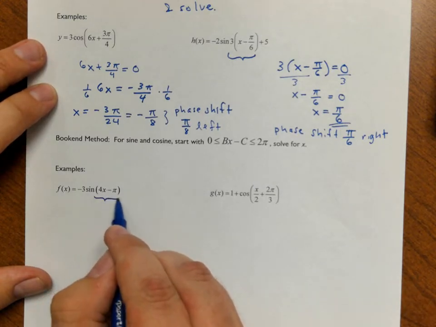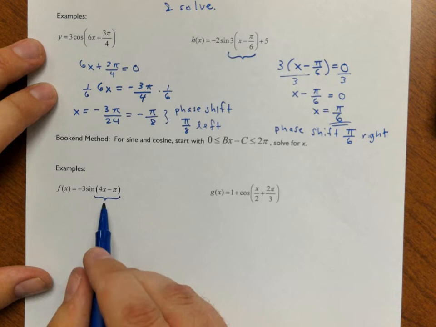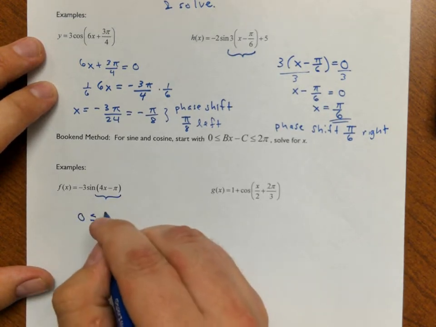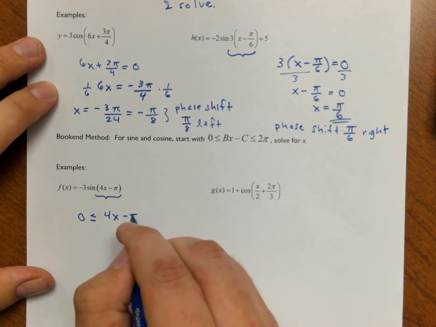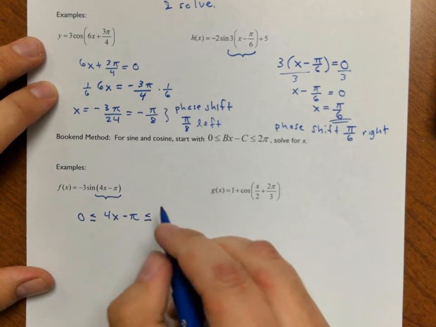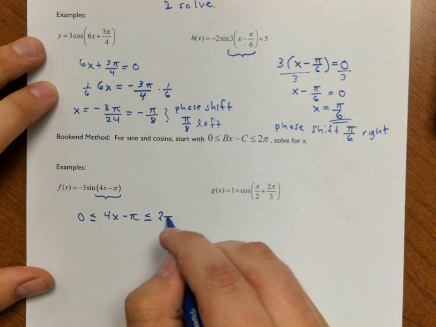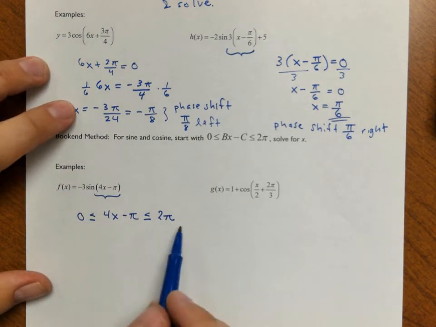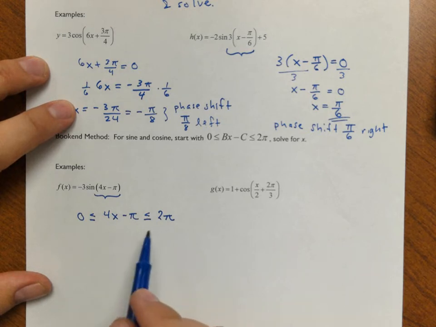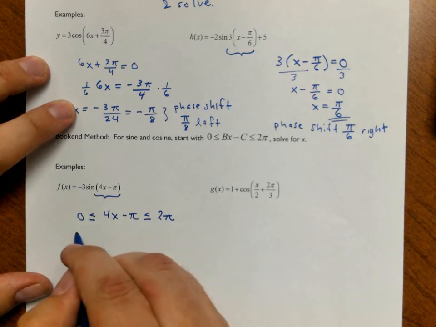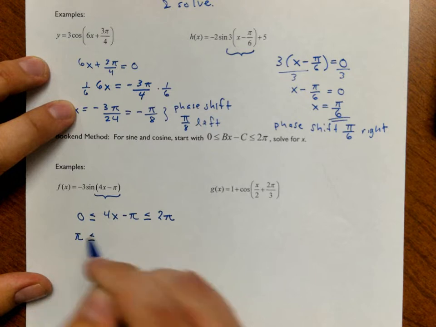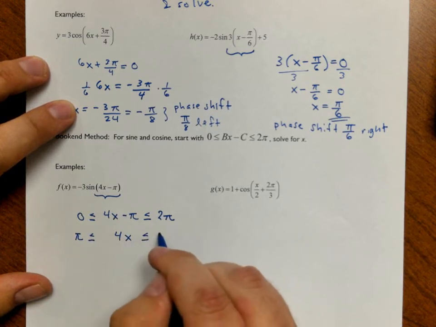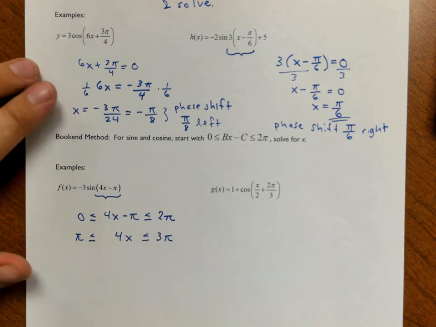So I'm going to take that whole argument right there. For the first one right here I have 4x minus pi. So I would say 0 is less than or equal to 4x minus pi, which is less than or equal to 2 pi. Now I'm going to solve this. This is a 3-part inequality. I can add pi to all 3 parts of this inequality. 0 plus pi gives me pi. Adding pi here gets rid of it. Over here I get 3 pi.